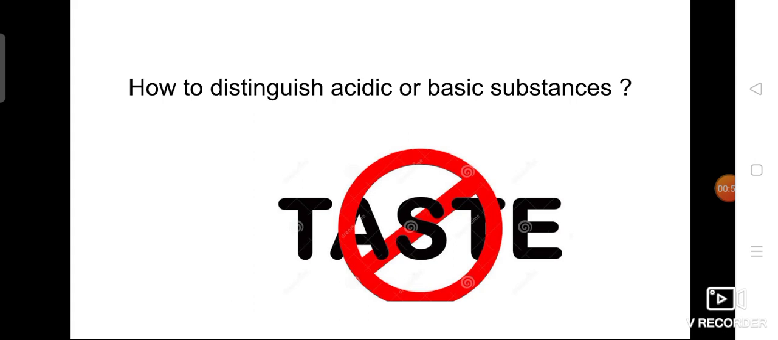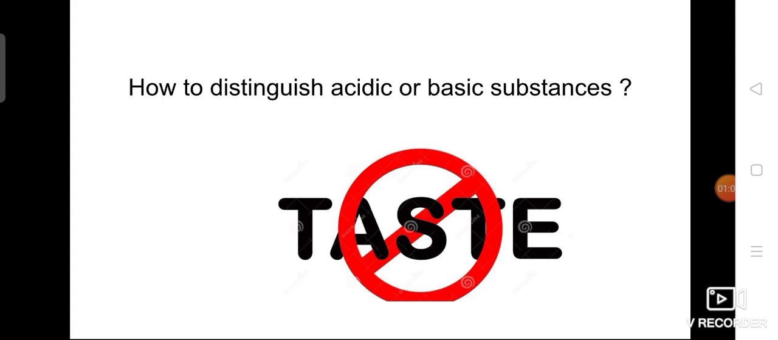Okay. So today, the question running in everybody's mind is how we distinguish acidic and basic substances. In the last class, we didn't see the difference between acid and base. We have just seen the properties, especially the taste. Regarding the taste alone, I told you, but it is not the general definition, isn't it? So the question running in everybody's mind is how we distinguish an acidic or a basic substance.